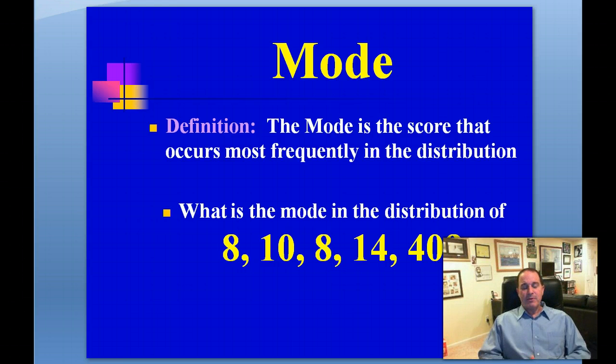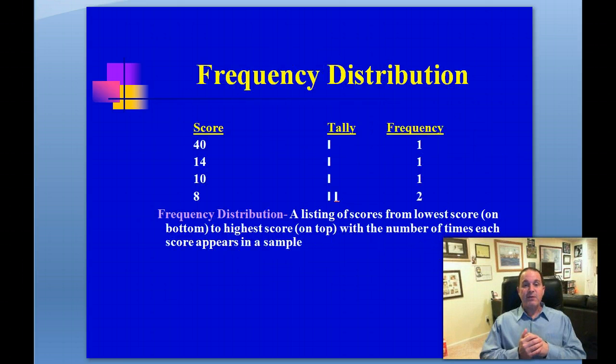Anytime you're looking to find the mode, what you need to do is set up what's known as a frequency distribution. If you look on your slide, you'll see a frequency distribution in front of you. We list the scores from the highest score at the top to the lowest score at the bottom, or the lowest score at the bottom to the highest score at the top. Then you tally it, and those are just the little tick marks, and then you look at the frequency. So a frequency distribution is simply a listing of the scores from the lowest score at the bottom to the highest score at the top, with the number of times each score appears in a sample.